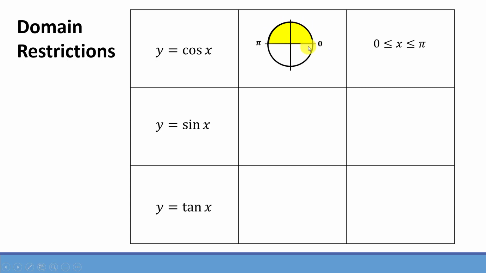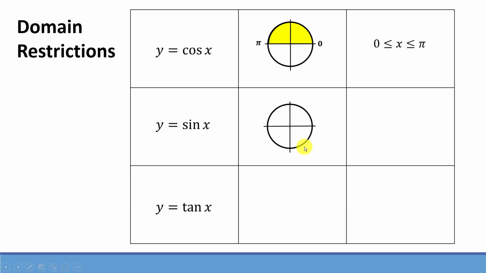Because think this way, no matter what angle you pick from this interval, they're all going to have different cosine values. Well, in quadrant 1, they're going to have positive cosine values. In quadrant 2, they're going to have negative cosine values. But there are no 2 angles on this interval that have the same cosine value. Well, that means that on this interval, the cosine function is one-to-one, and that means that we can obtain its inverse. See how it works?